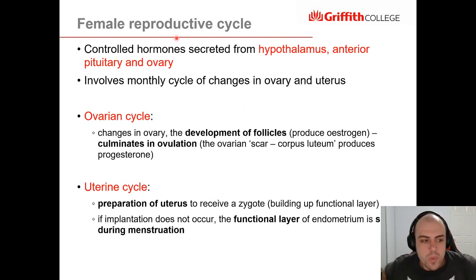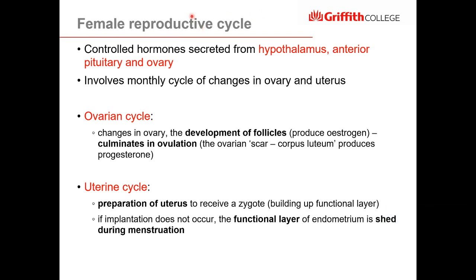Okay, so what we're going to do now is have a very quick look into the female reproductive cycle. It is controlled by the hormones that are secreted from the hypothalamus, the pituitary, and the ovary. We've already discussed the hypothalamus and the pituitary, okay? From the hypothalamus, we've got our gonadotropin-releasing hormone. And from the pituitary gland, we've got our luteinizing hormone and follicle-stimulating hormone. Essentially, these hormones, as well as estrogen and progesterone, help to control the monthly cycle. Now, these are split into two different parts.